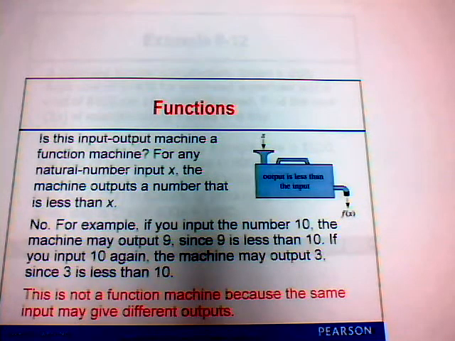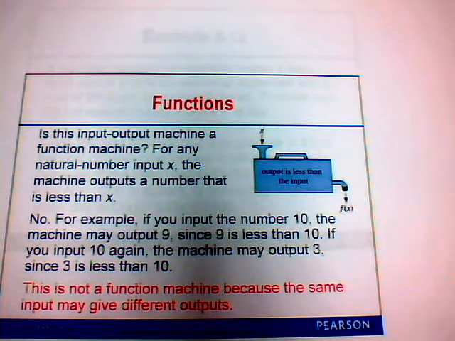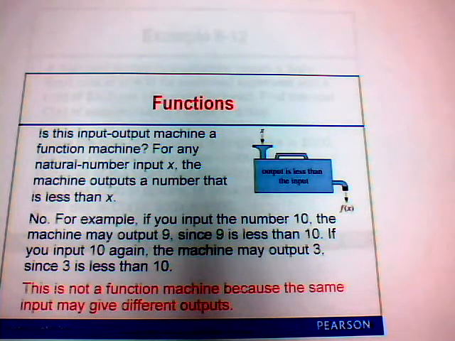Okay, is this input-output machine a function machine? For any natural number input x, the machine outputs a number that is less than x. And the answer for that one will be no. The reason for that is, let's say you input the number 10. The machine may output 9 since 9 is less than 10. But let's say you input 10 again. Then the machine may output another number like 3. And in this case, 3 is less than 10. Okay? So this would not be a function machine because you can input the same number and you might get different outputs.